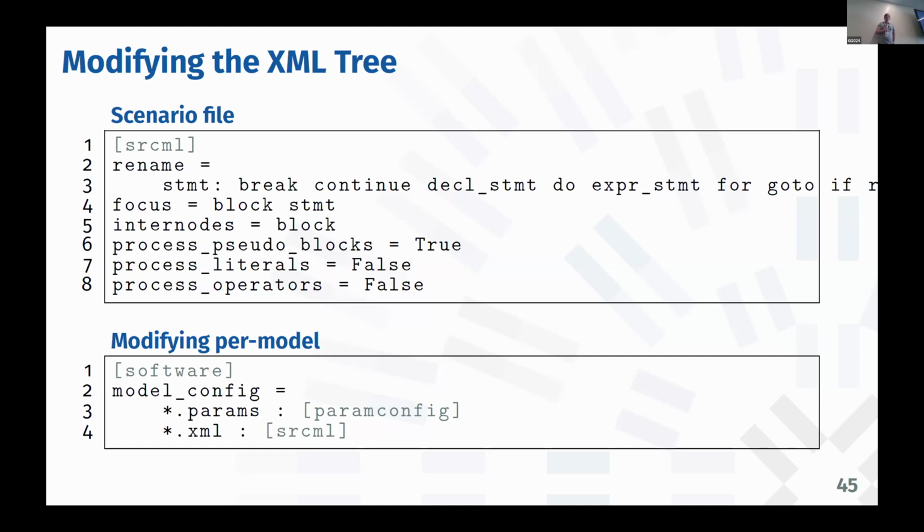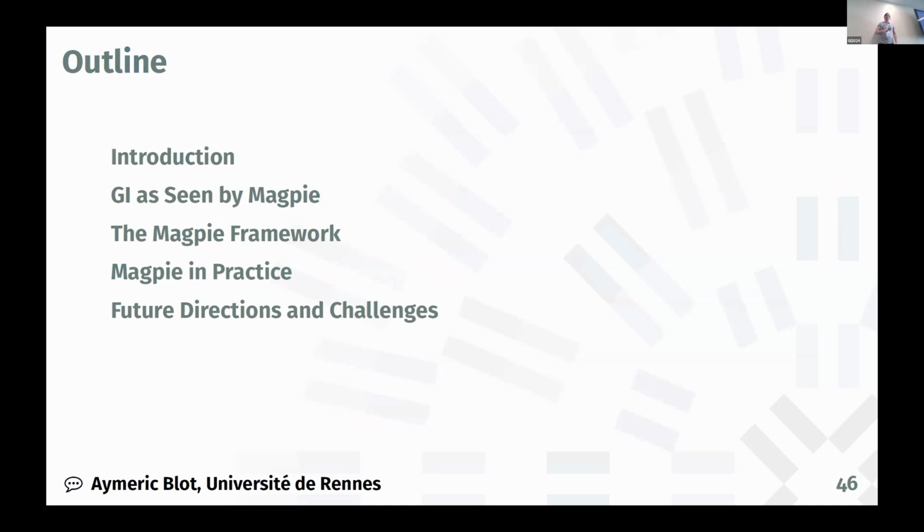For literal or operators, it provides a few things to make sure that the output of sourceML is really usable. And you can specify that for sourceML or param config either globally or on a model by model basis. So you can say that in this file I want to run anything, but not in the other. You can do that. And I think that's the last slide in the Magpie practice.